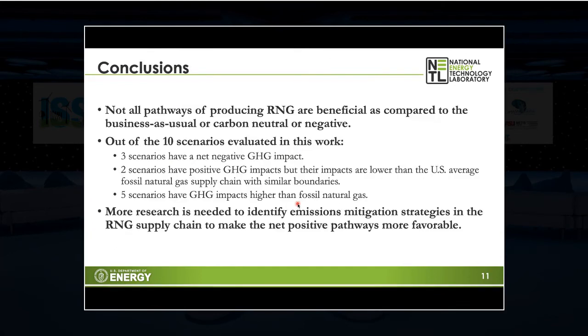In conclusion, the key takeaway from this work is that not all RNG pathways can be labeled carbon neutral or carbon negative. Out of the 10 scenarios that we evaluated here, only 3 had net negative GHG impacts. 2 had positive impacts, but they were still lower than the impact from fossil natural gas. And the remaining 5 scenarios actually had higher impacts than the fossil natural gas pathway. To make all the RNG pathways environmentally beneficial, there is a need for more research to identify either emission mitigation strategies or new technologies in the RNG supply chain, especially for the positive pathways that we saw, to make them more favorable.